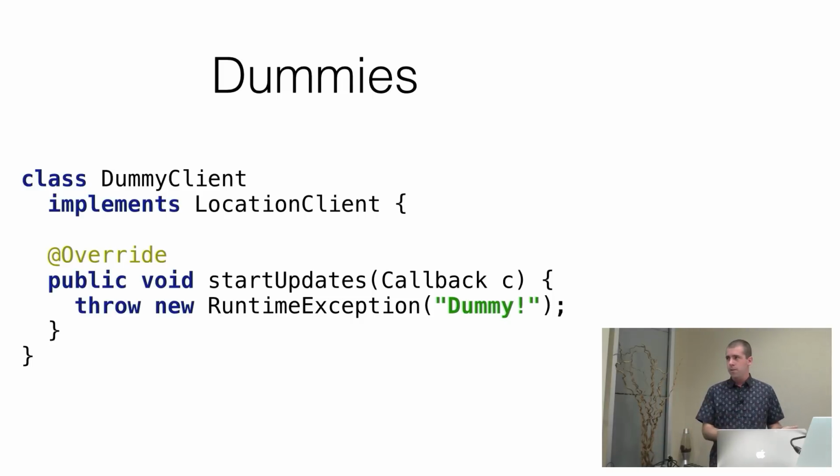So you want to come up with an alternate implementation. If you want to use the implementation, you can make another kind of testable. But if you need to just satisfy that location client parameter, you can pass in a dummy. And one small point I want to point out is that we throw an exception if anything in the dummy is called. It can be really confusing if you don't do that.